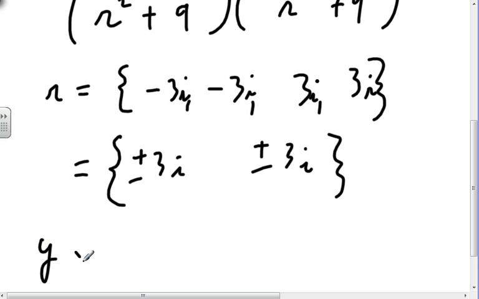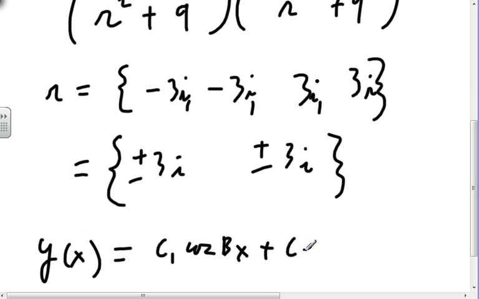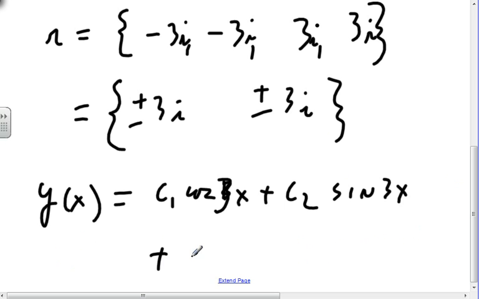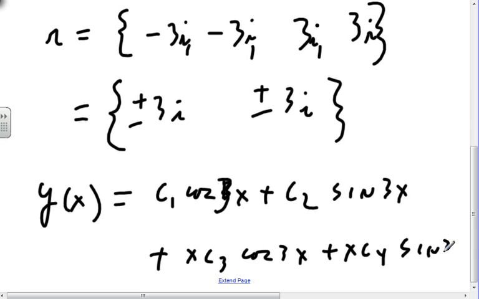Alright, so final answer: y of x is c1 cosine 3x plus c2 sine 3x, that's a 3, plus x c3 cosine 3x plus x c4 sine 3x. And again, I should probably check that, but I'm not going to. Okay, moving on to 18.